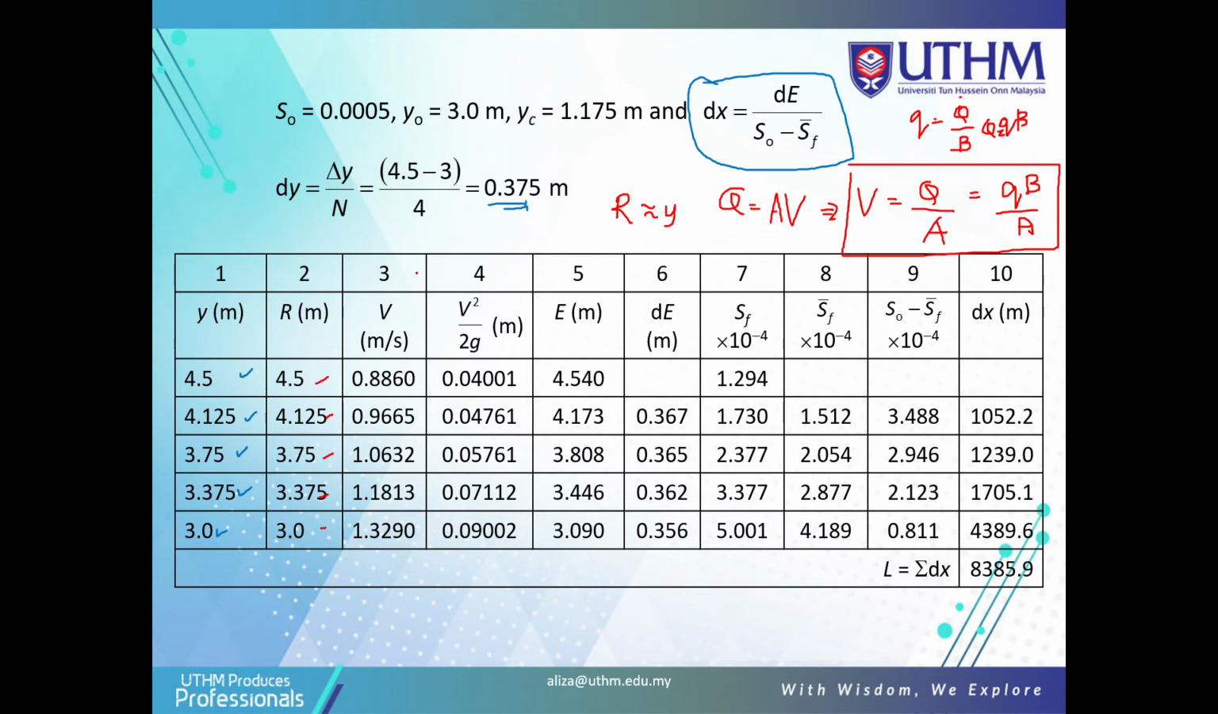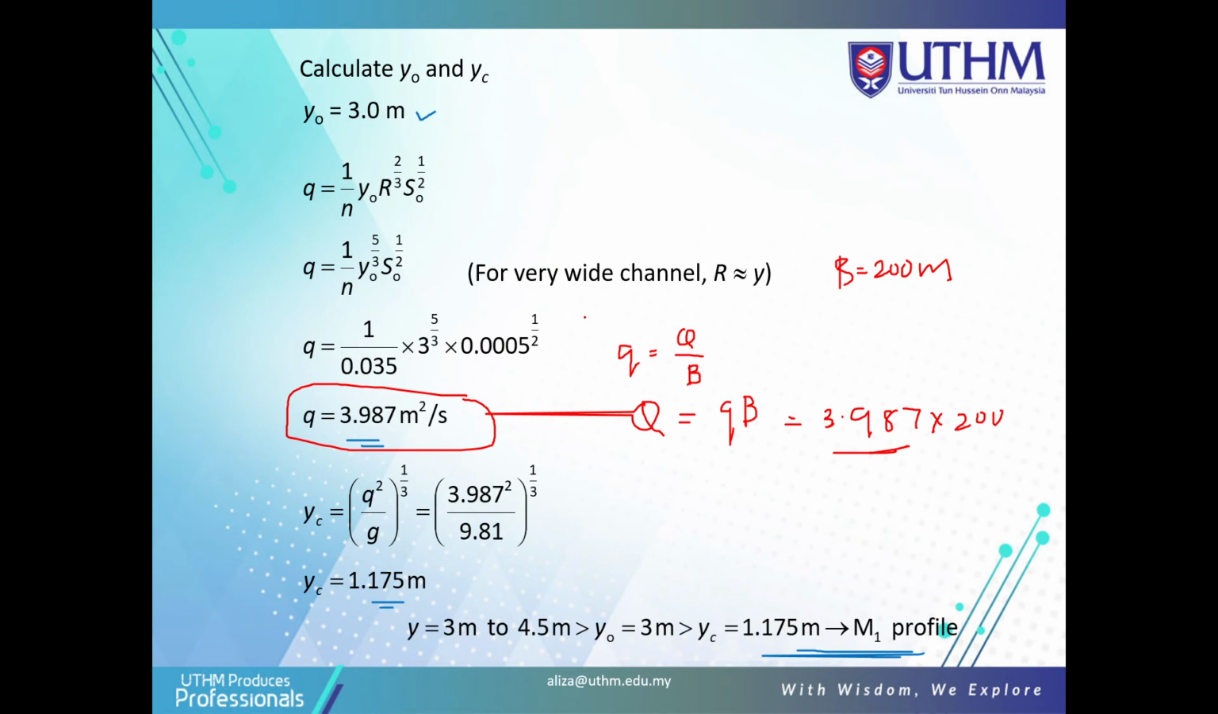At column 3. And then at column 4, you base it on the velocity squared divided by 2g. So you get this value. So you get it based on step by step. And then at column 5 here, you get the E. E is actually based on the E here.